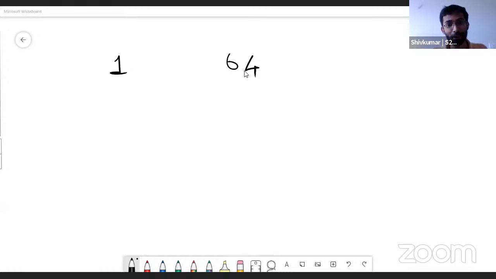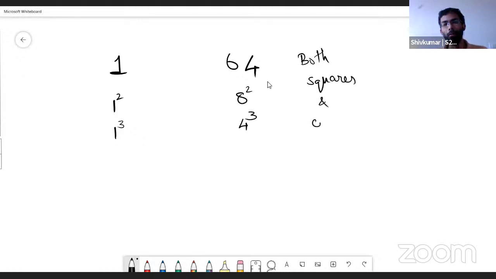Okay, squares, very nice. Cubes, very nice. So squares and cubes. So that seems to be one property common to both, right? So this is nothing but 1 squared, and this is also equal to 1 cubed. And 64 is equal to 8 squared, and this is also equal to 4 cubed. Right? So this is one property that is common. So these 2 numbers are both squares and cubes.